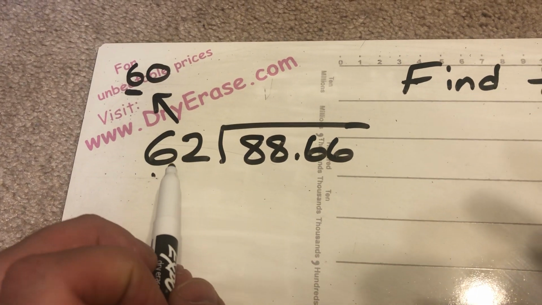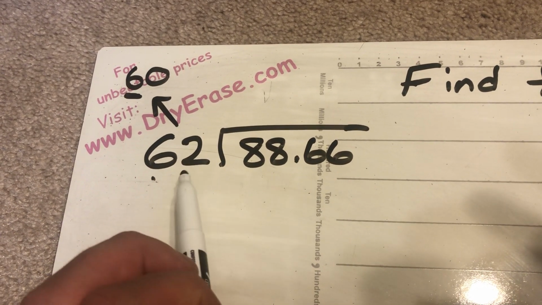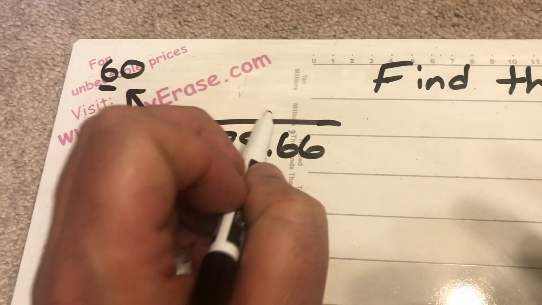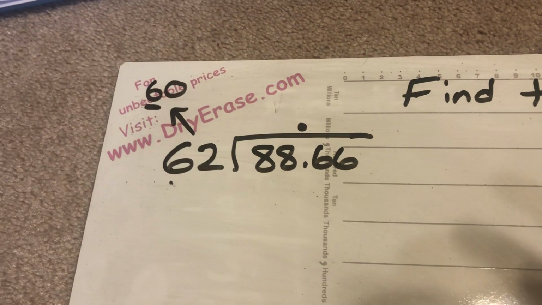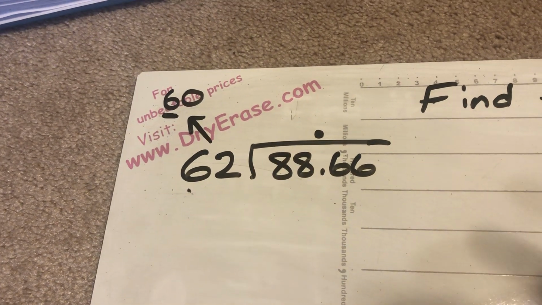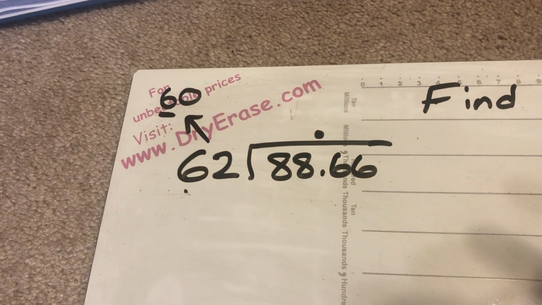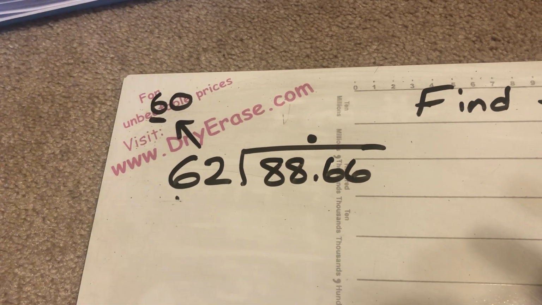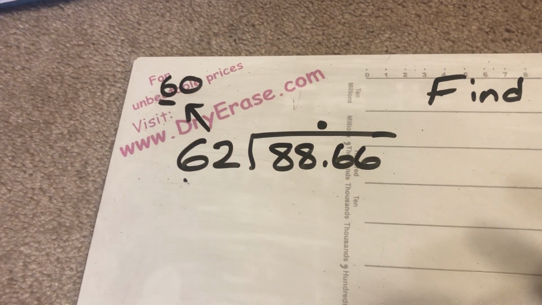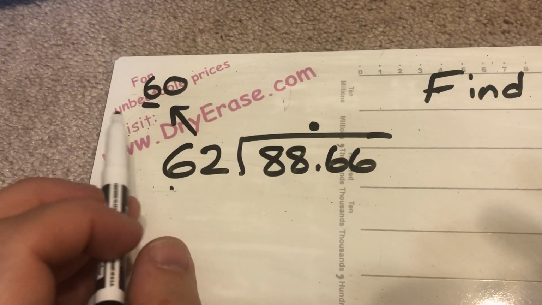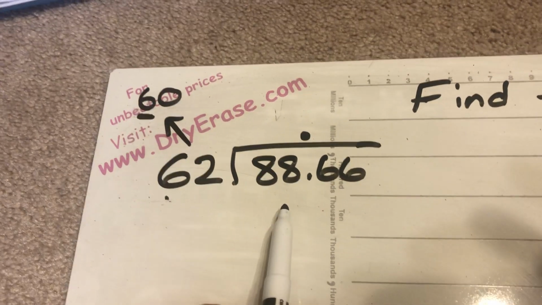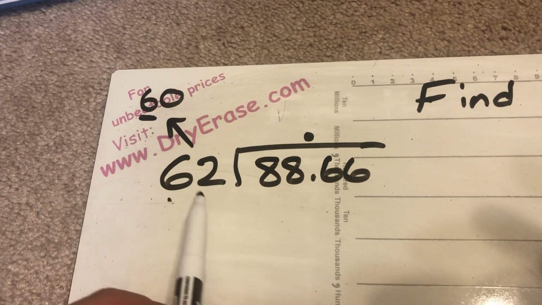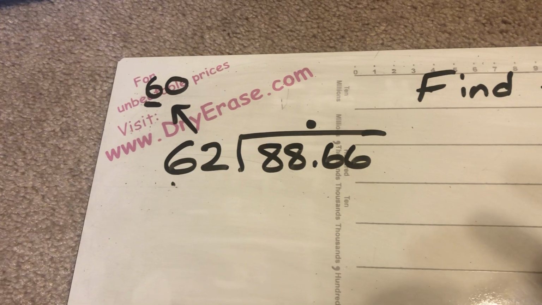The idea is that 62 cannot go into 8, but 62 can go into 88. Now, before I do any division, of course, I'm going to put that decimal straight up because there's no decimal to move here. We'll be talking about that in our next lesson, but not today for 7.5. So since 6 can go into 8, I'm thinking that the number of times that 6 can go into 8 is the same number of times that 62 can go into 88.